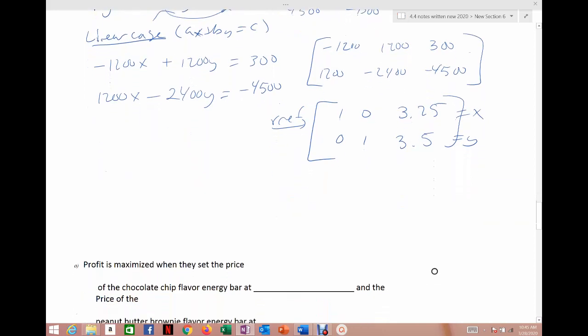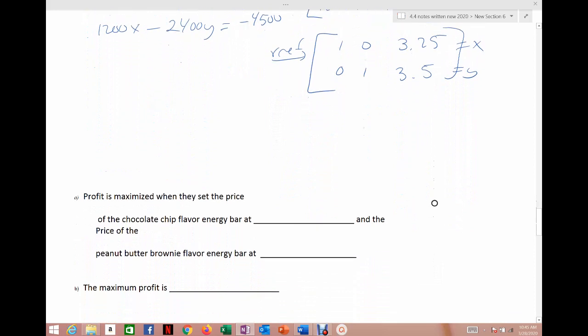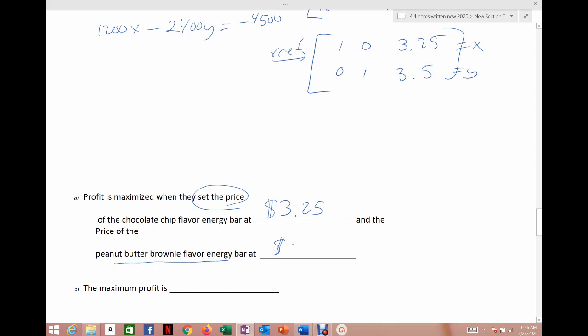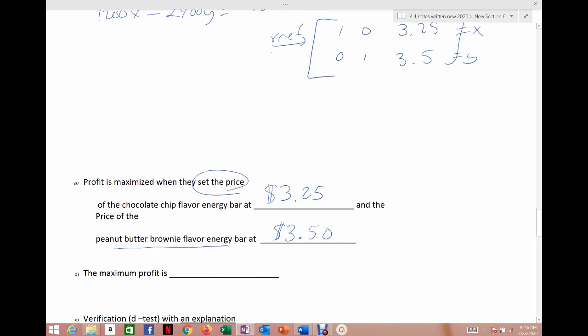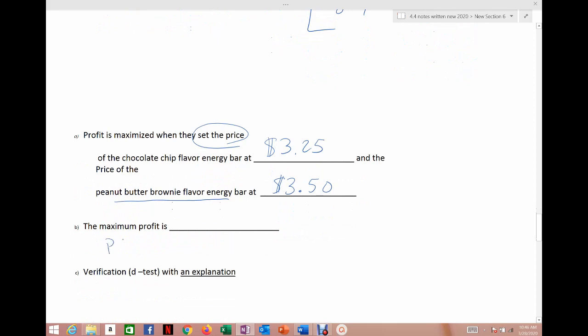So I have the answer to A. Profit is maximized when they set the price of the chocolate chip flavor, that was the x value, in dollars, at $3.25. The peanut butter brownie was the y, and we set that one at a slightly higher price, $3.50. Profit is maximized. We'll have to plug those into the original profit function.